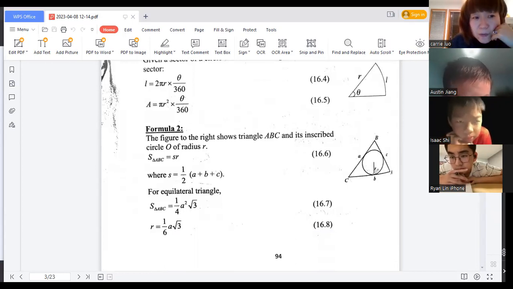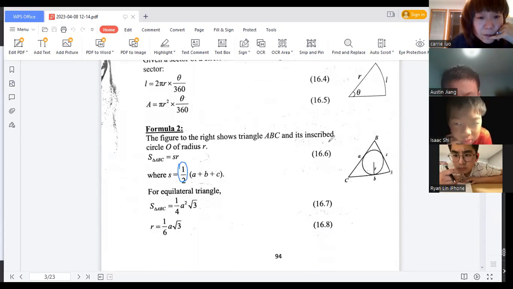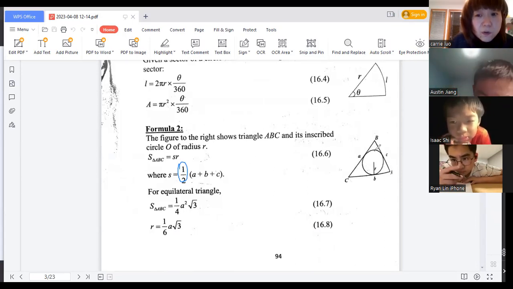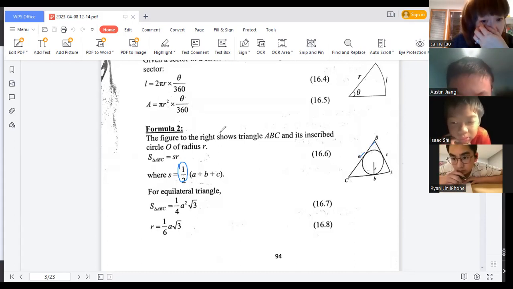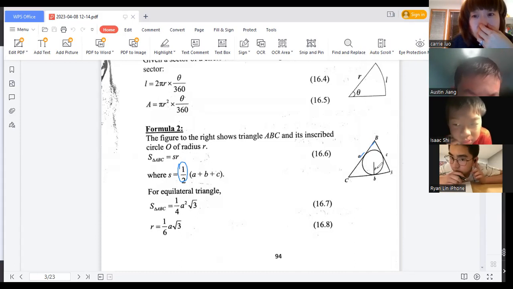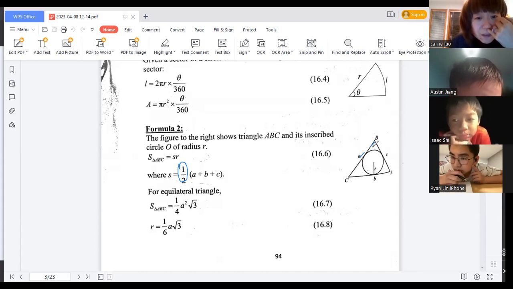So triangle ABC, the area is S times R. Do you still remember what S is? S equals exactly half of the triangle's perimeter. Of course, if you have a triangle with a circle inside it, then to find the area of the triangle, all you need to do is use S times R. If you know the radius and each side of the triangle, S equals half of A plus B plus C.